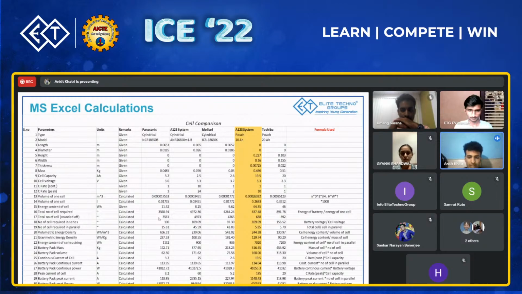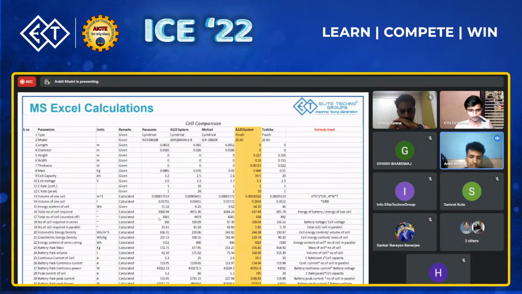From this we can directly see that the minimum number of cells required is 638, which is of the A123 Systems pouch cell. After that we have calculated the battery pack mass. By multiplying the total number of cells by the mass of one cell, we get the battery pack mass, which comes to about 316.45 kg for the A123 Systems pouch. The battery pack volume is obtained by calculating the volume per cell, multiplying height, width, and thickness of the cell, and we get near about 168 liter.